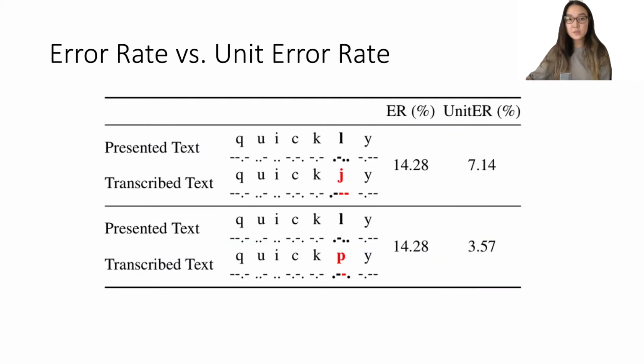This table illustrates two attempts of entering the word quickly with Morse code. In the first attempt, L was replaced with J, then L was replaced with P. The conventional error rate yields the same results in both cases due to one character error, but the proposed unit error rate metric accounts for each action performed to enter the letters to give better measures for the attempts. It shows learning in the second attempt with minor improvements at action level.